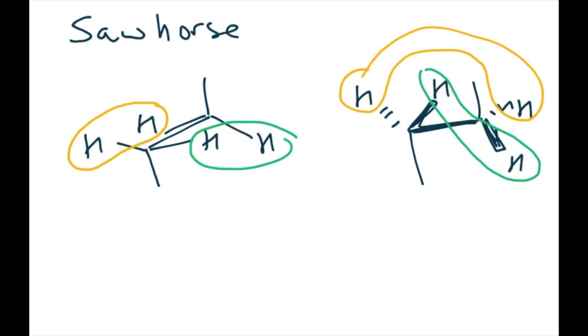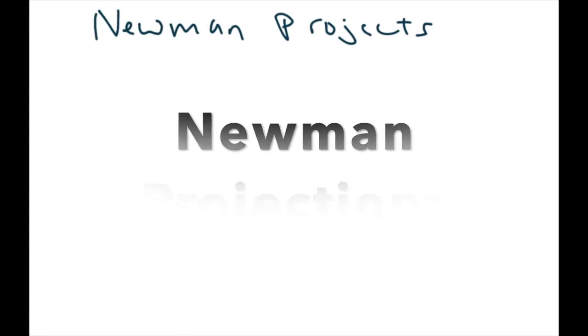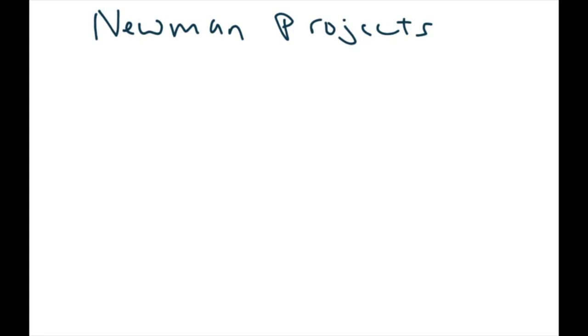No problem. All right. The last way to do this is Newman projections. And this is the next progression. If this is wedge dash, where you're looking at it fully in profile, sawhorse is where you're looking at it at an angle. With Newman projections, you're looking at the molecule down the middle bond.